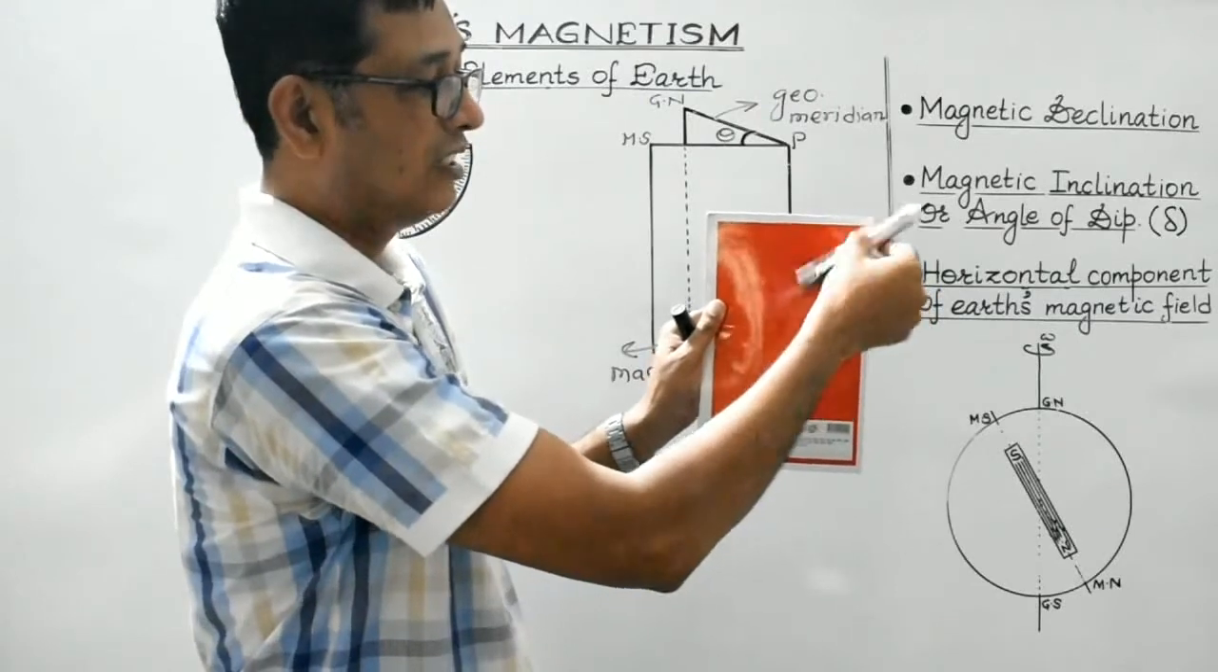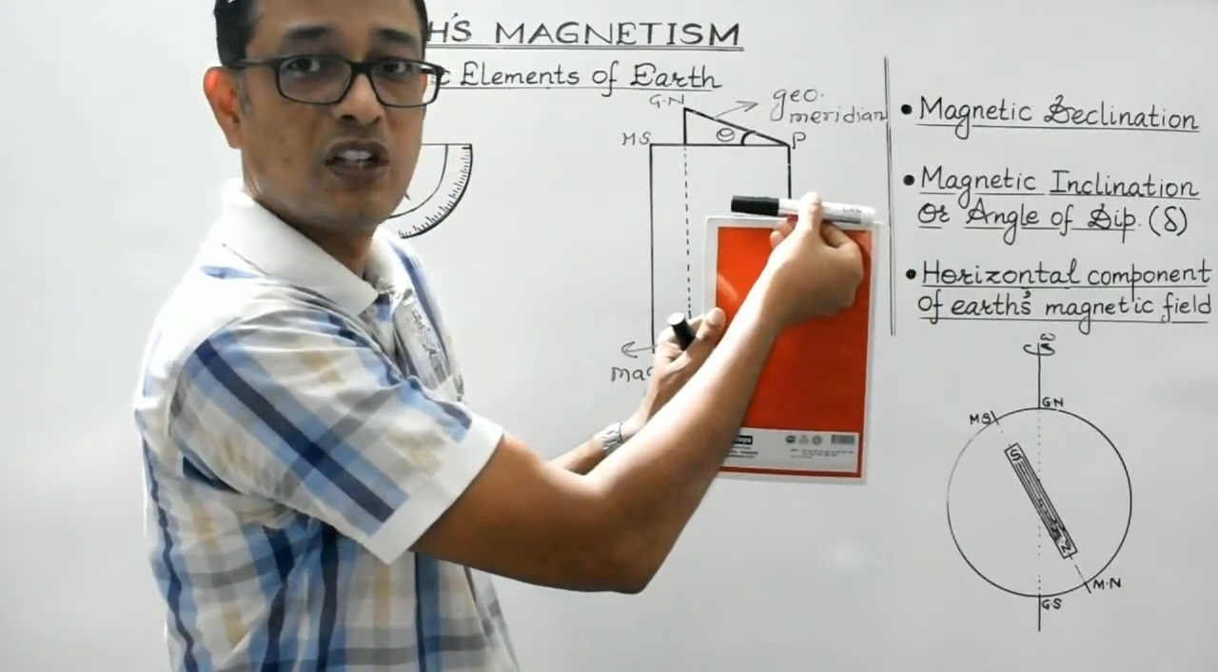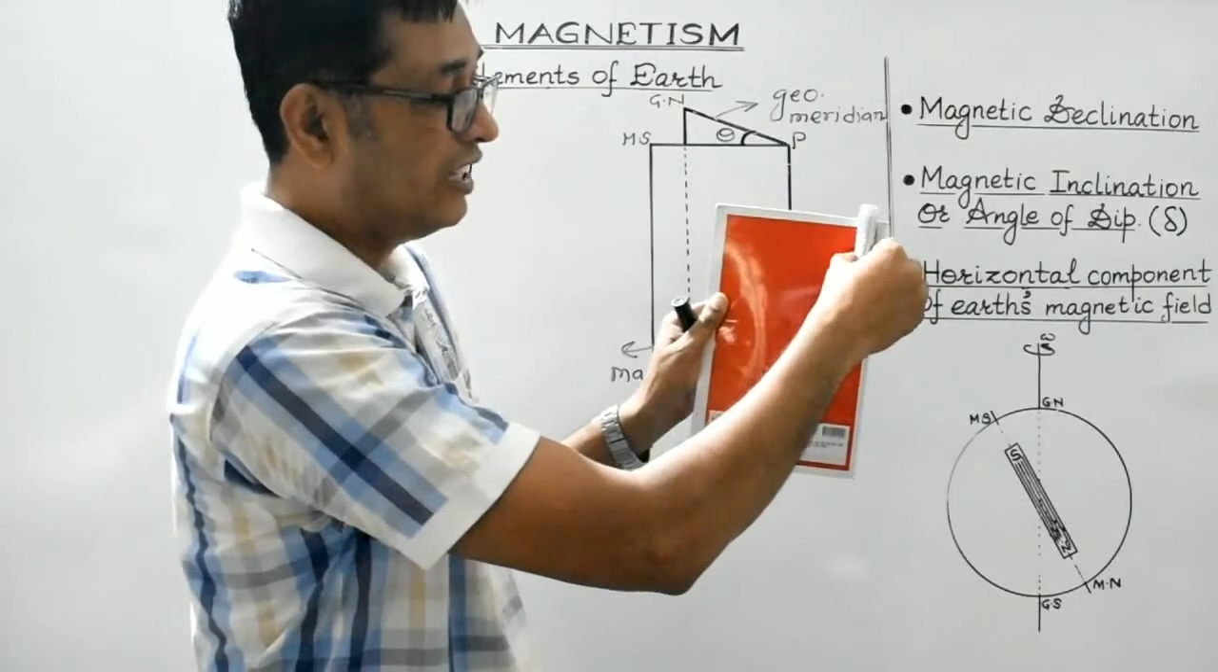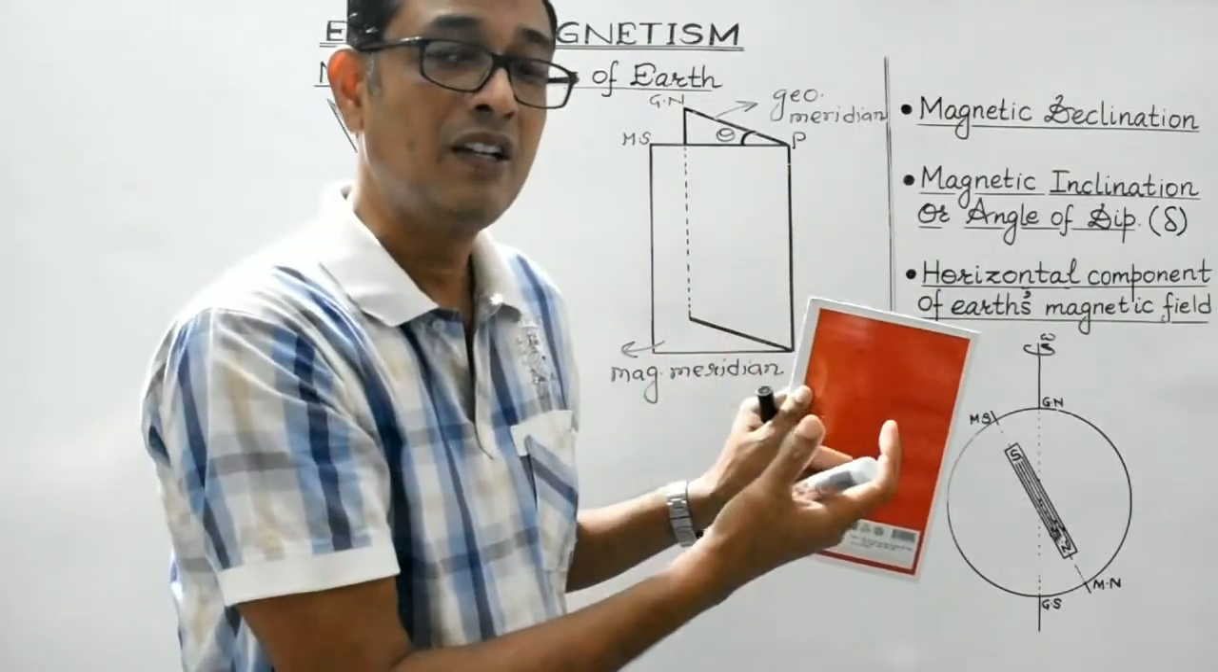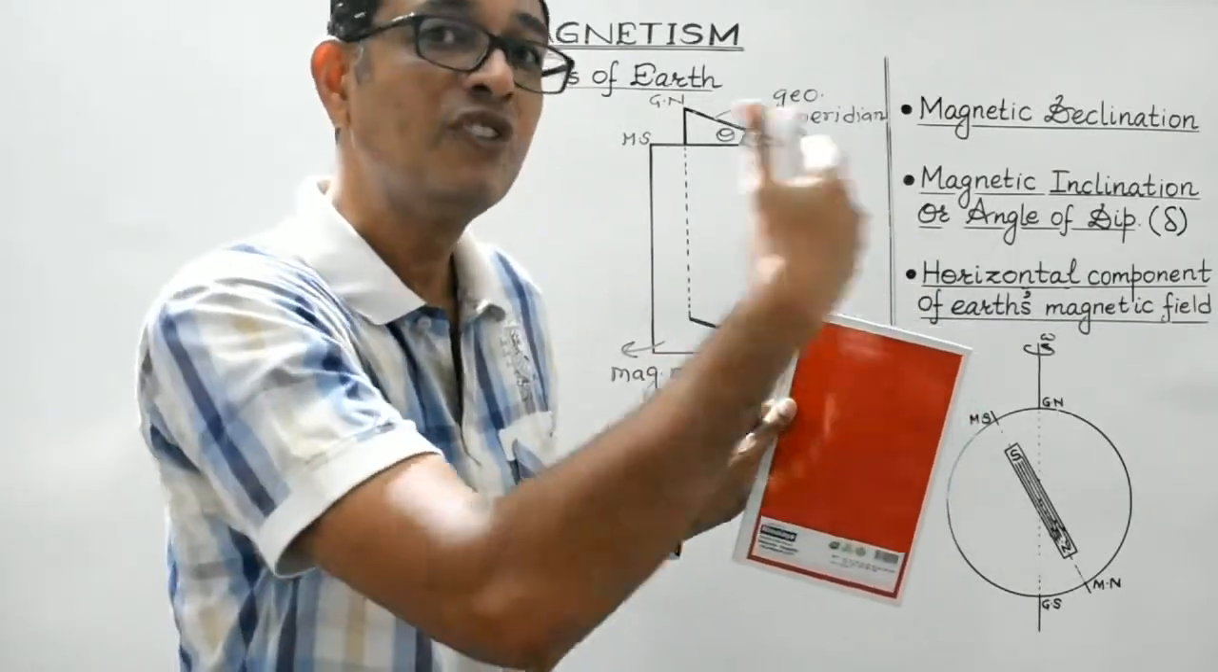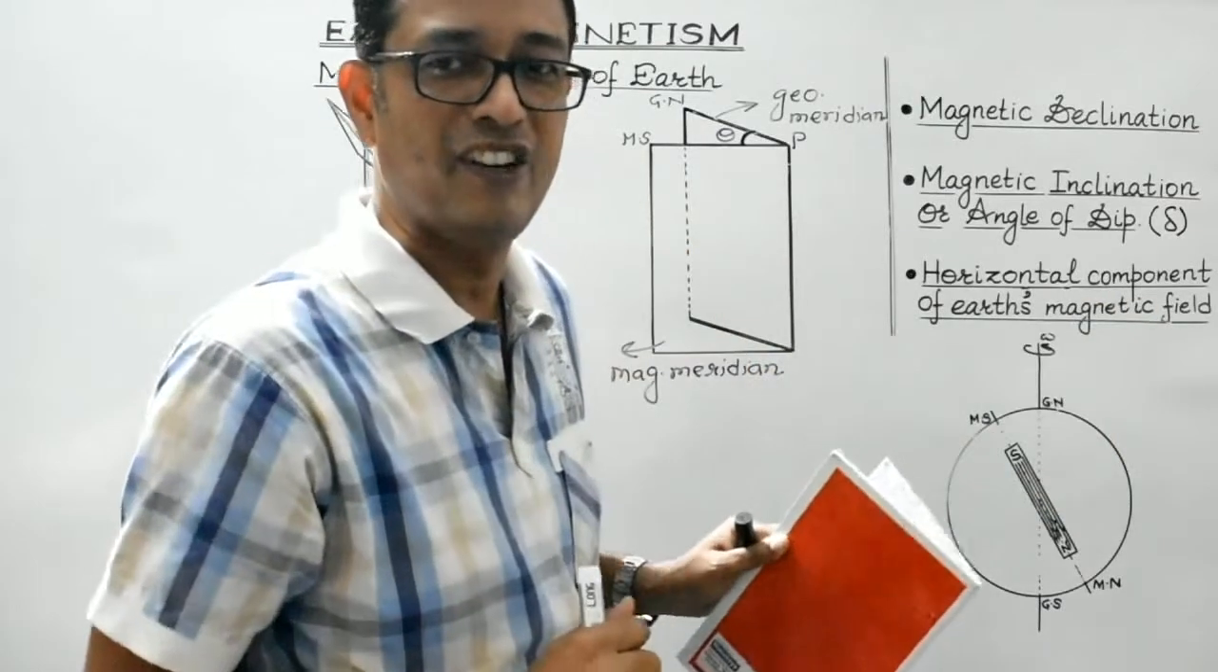So as a result, it can make an angle of 0 degree with the horizontal, or it can make an angle of 90 degree with the horizontal. So angle of dip may vary from 0 degree to 90 degree. That we will discuss in detail now, right?